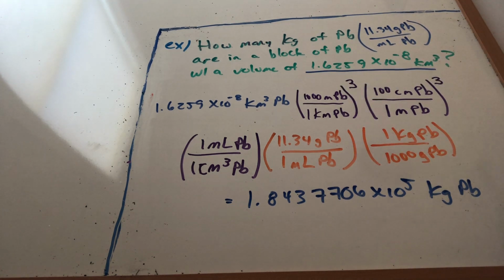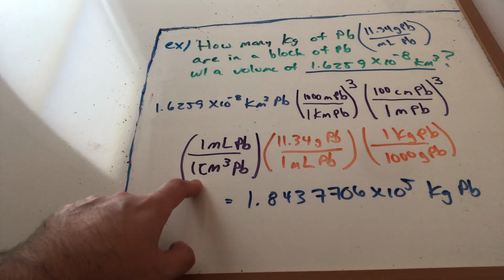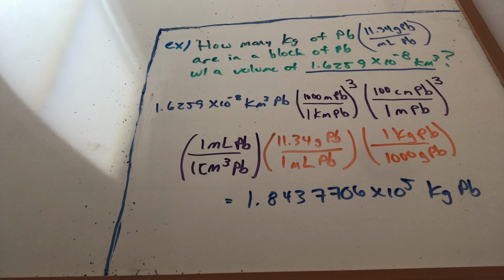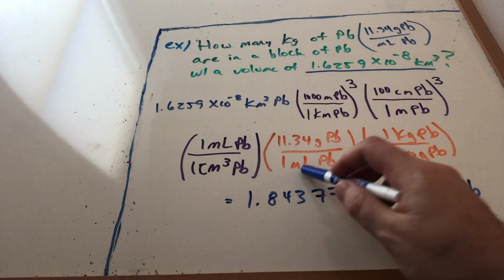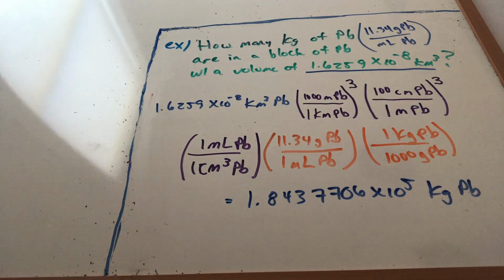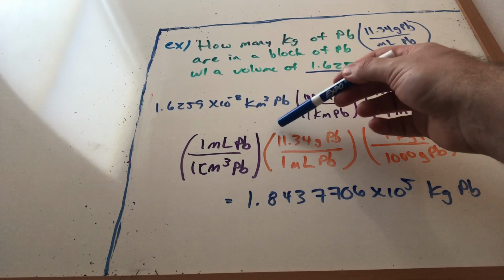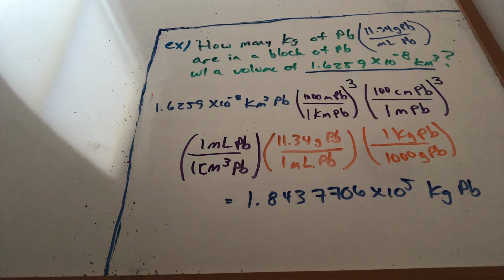Definition doesn't affect our calculation. It's exact. Exact doesn't affect our calculation. Exact doesn't affect our calculation. Are densities measured or are they definitions? You would have to put a known volume of lead on a balance to figure out how much mass it has to make this ratio. Density is a property of the substance. It's definitely something we have to measure. It's not something that's defined. So this is 1, 2, 3, 4 significant figures.